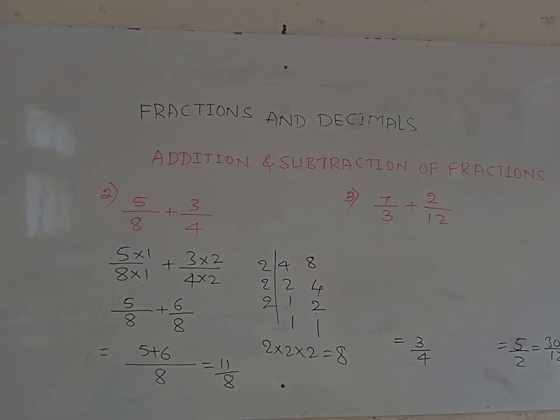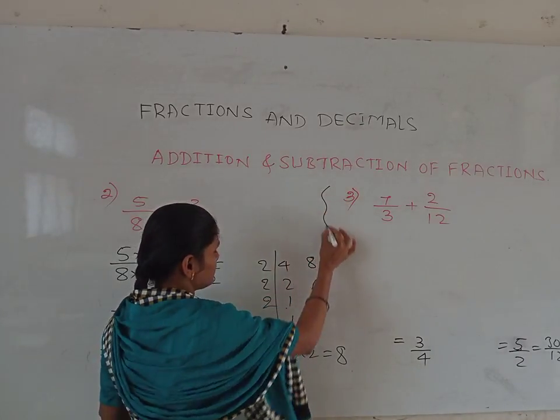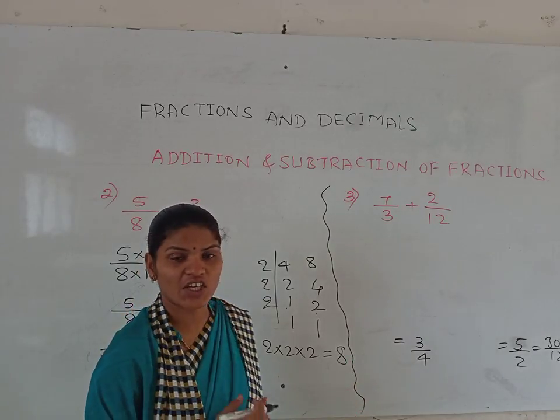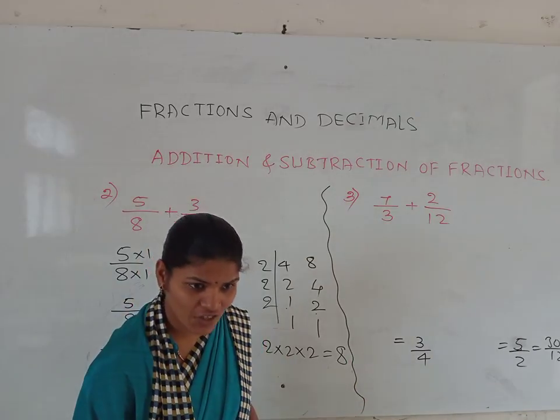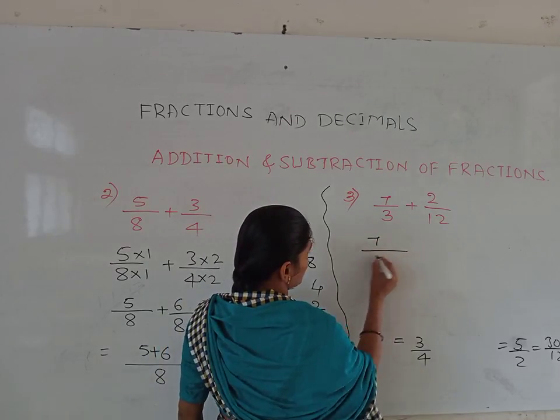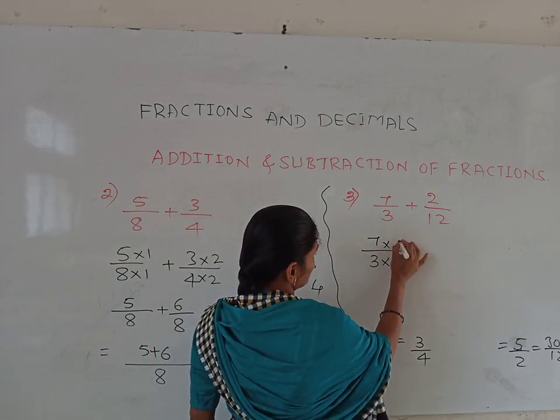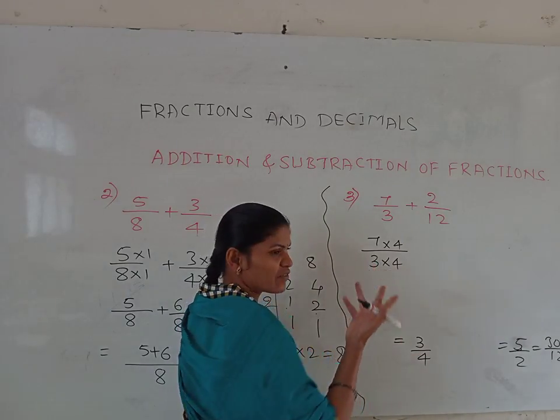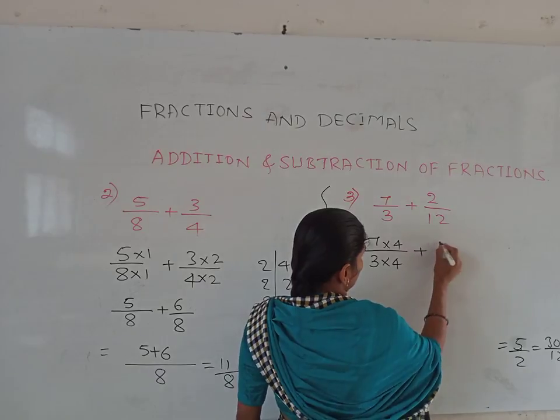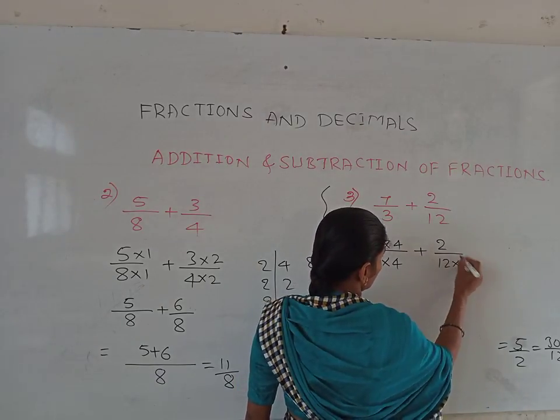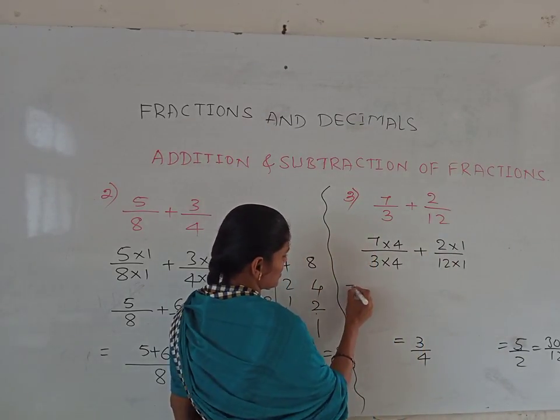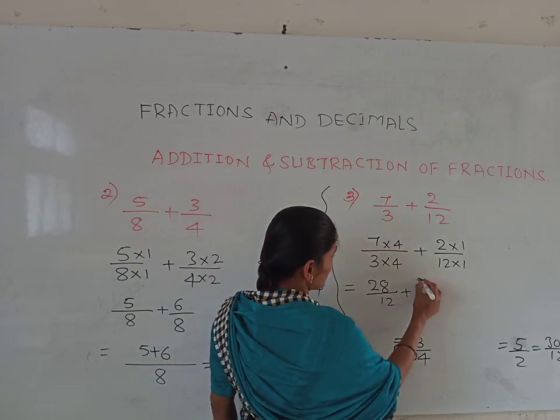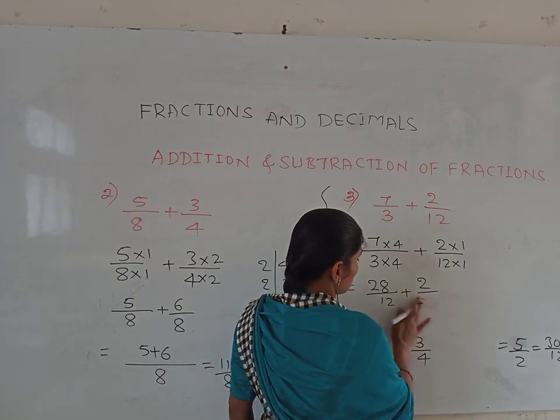Check your answer yourself. Cross verify your answer. Now I will solve this one. What is the LCM of 3 and 12? 12 itself. 3 4s are 12, 12 1s are also 12. So 7 divided by 3, times 4 divided by 4, which is 1, a multiplicative identity. Plus 2 divided by 12, times 1. Okay. Now the second step. 7 4s are 28 divided by 12 plus 2 1s are 2 divided by 12.